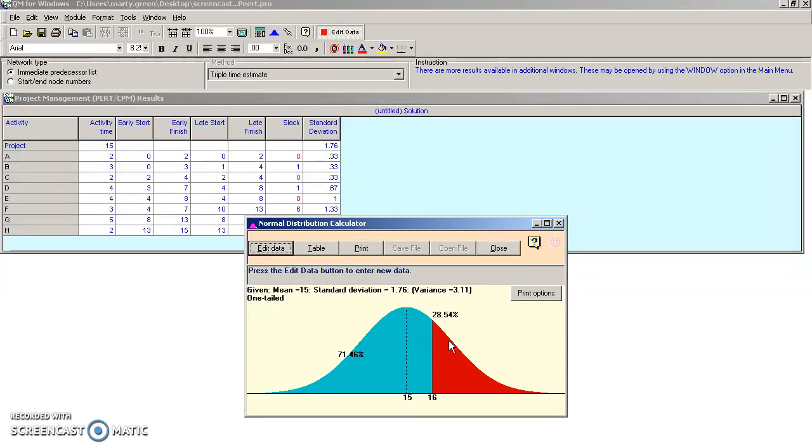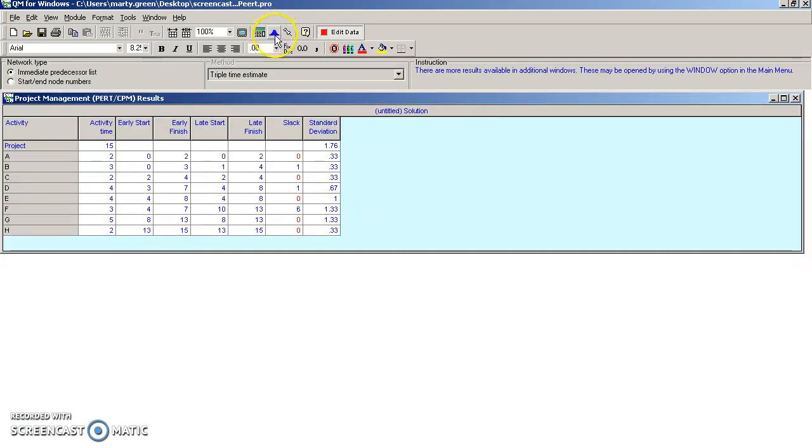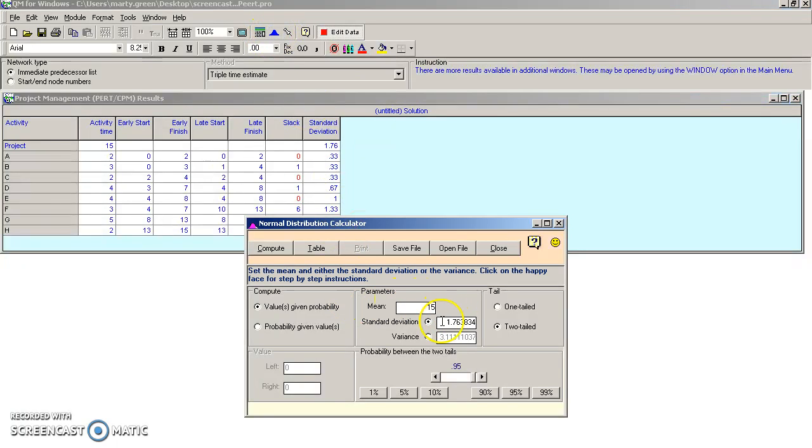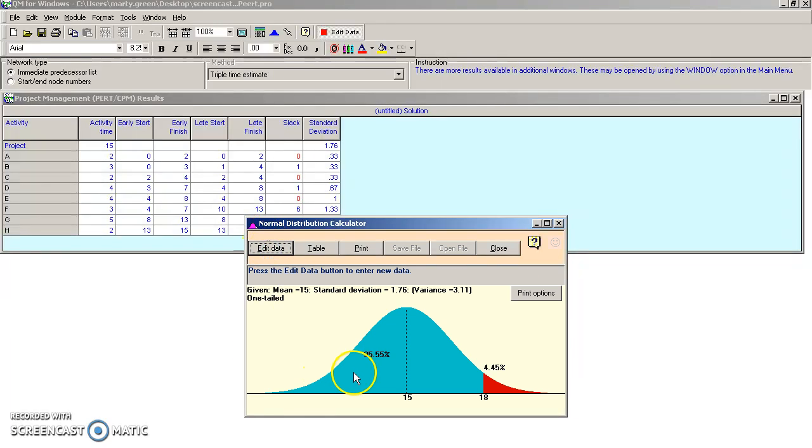So what this does is it allows us a very quick and easy way to do these triple time estimates without having to go through all the hoopla. And in fact, of course, the real gift is simply by clicking on this bell curve here, it will self-load these. Click on one tail, probability given value, one tail, and what is the chance we can get this done in 18 weeks? Plug in an 18, and kaboom, 95.55% chance and only a 4.45% chance for 18 or more.